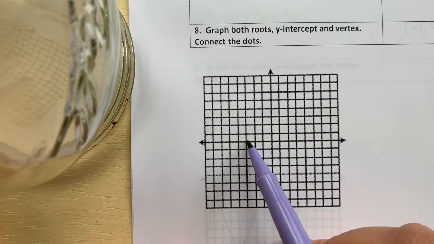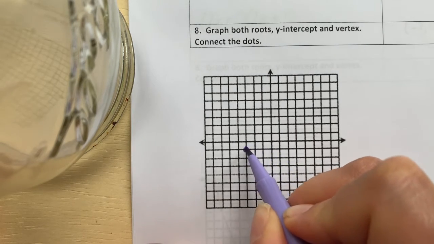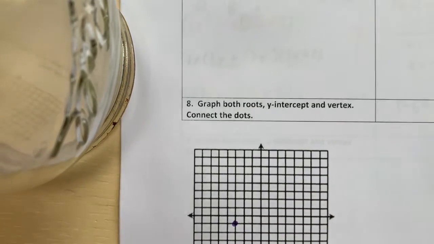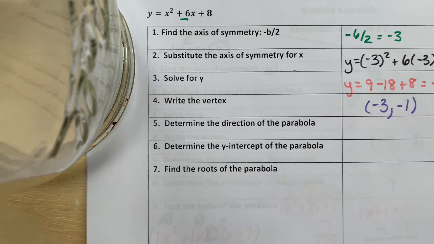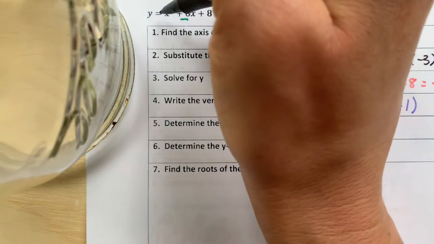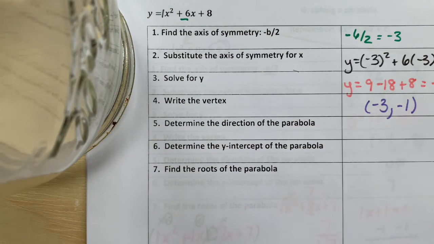Remember, our x is always first. And our negative 1. That's either our highest or our lowest point. Let's find out which that is by finding the direction of the parabola. Remember, the direction of the parabola is the number in front of my x squared. If that's positive, it's up. If it's negative, it's down like a frown. So we know that our vertex is our lowest point.